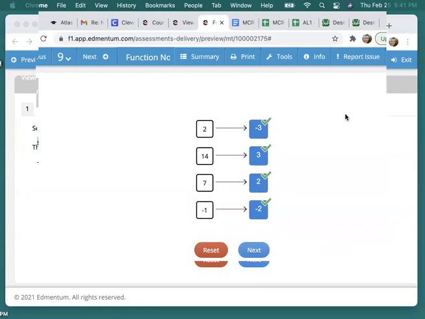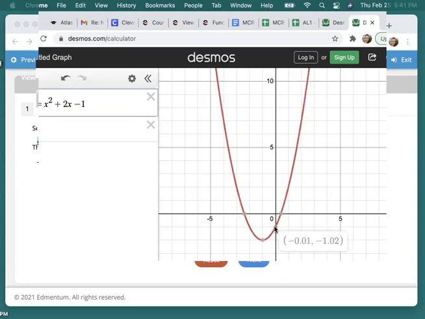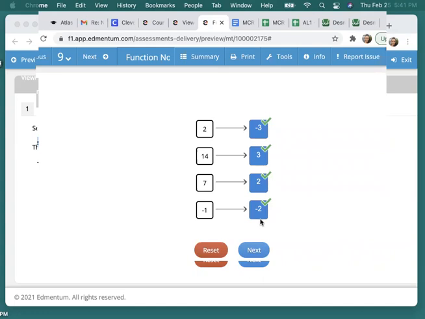And then where y is negative 1, let me look down here. Where y is negative 1, x could be 0 or x could be negative 2. I'm trying to get it right on the dot. There you go. Okay, so negative 2.